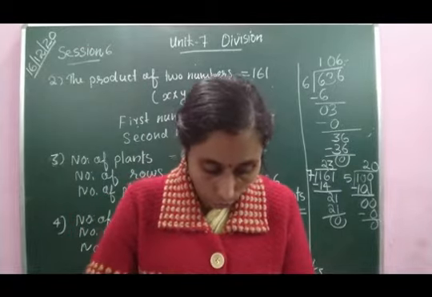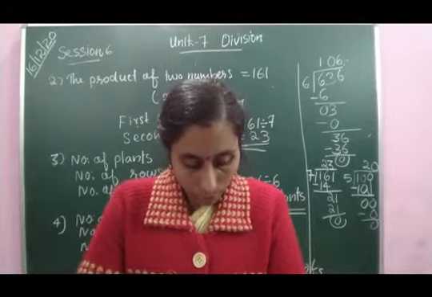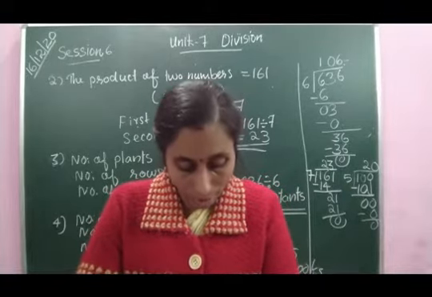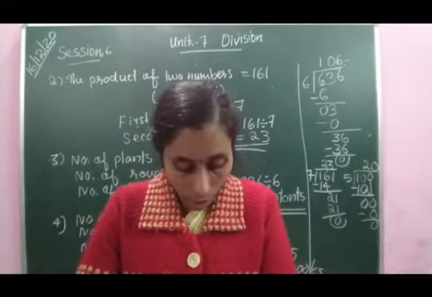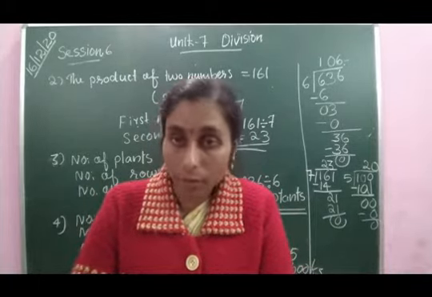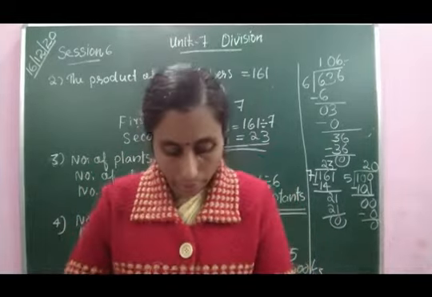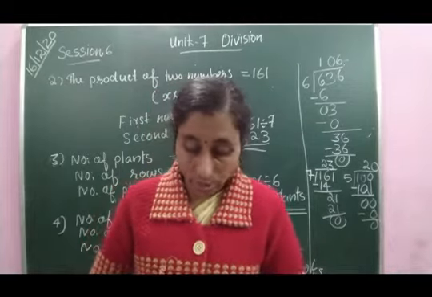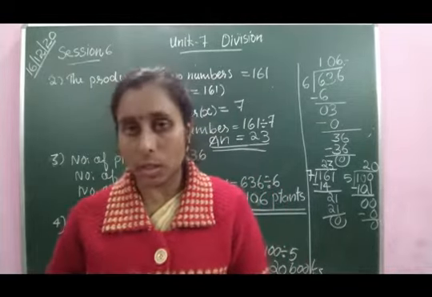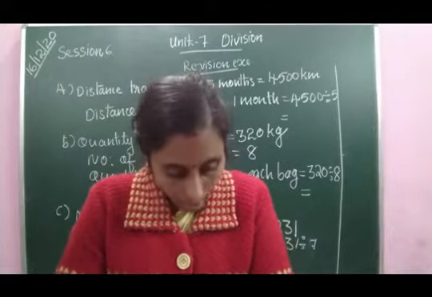Then question number 4, word problem. A businessman traveled 4,500 kilometers in 5 months. How much did he travel in 1 month? In 5 months he traveled 4,500 kilometers. So, how much did he travel in 1 month? Let's see that.